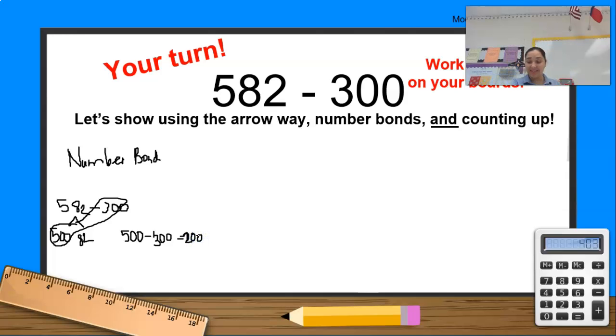Then I add the parts that are left over, boys and girls. I add 200 plus 82. And that gives me 282. That's one way using the number bond.